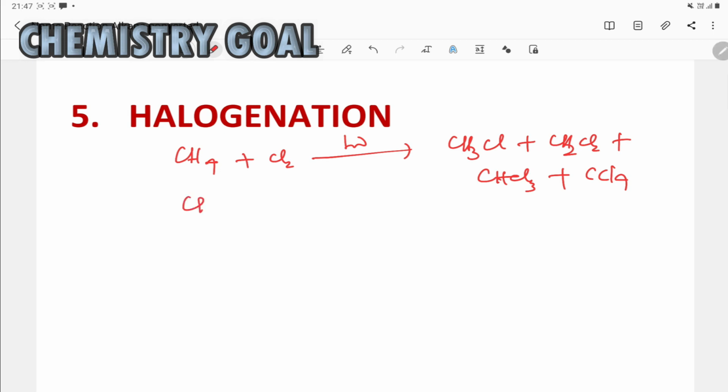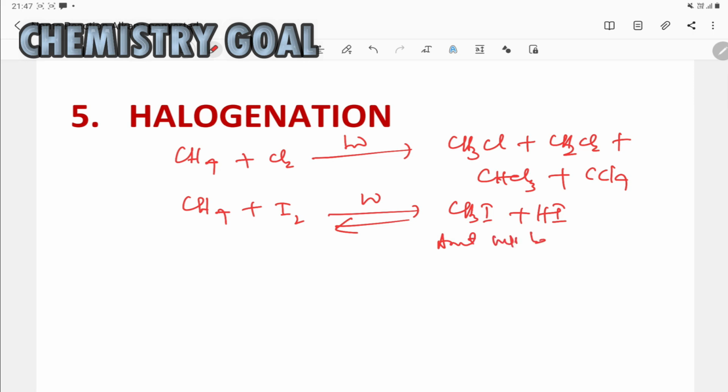And if this reaction is done in the presence of iodine, it is very slow. It undergoes a reversible change, so it is a very slow reaction. So the product amount will be very less, because the reaction is slow and because it's reversible. So the amount of iodoalkane is less.